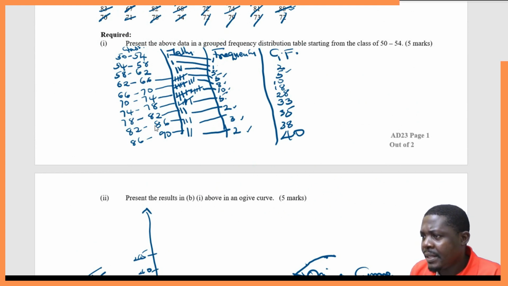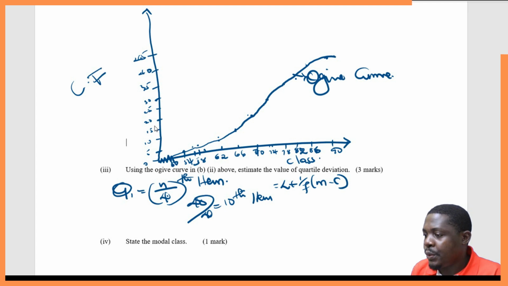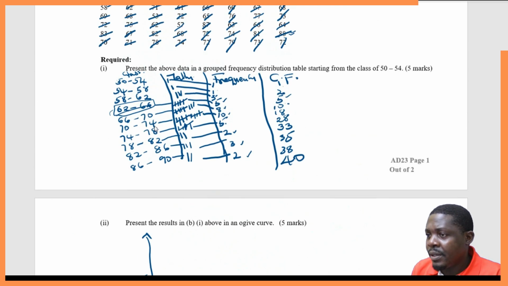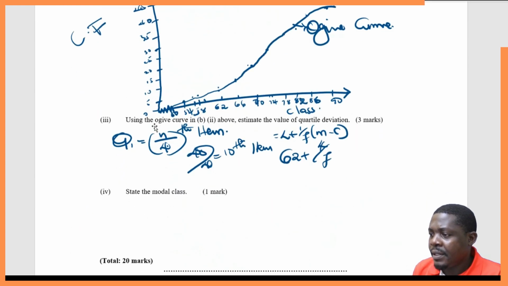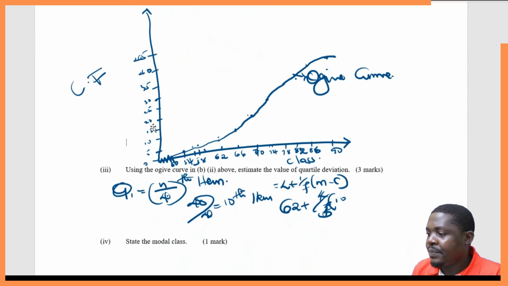It falls somewhere here, the 10th. Meaning it is in this particular column of interest, so we take 62 as the lower class limit, plus the class width, which was 4, over the frequency. The frequency is 5, into 10 minus the cumulative frequency above, that is 5, which gives 62 plus 4 over 5 multiplied by 5, which is 62 plus 4, giving 66.